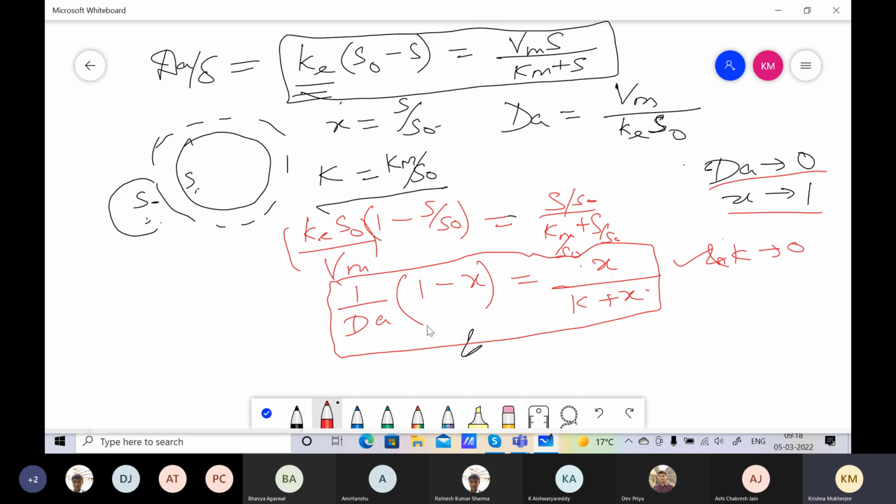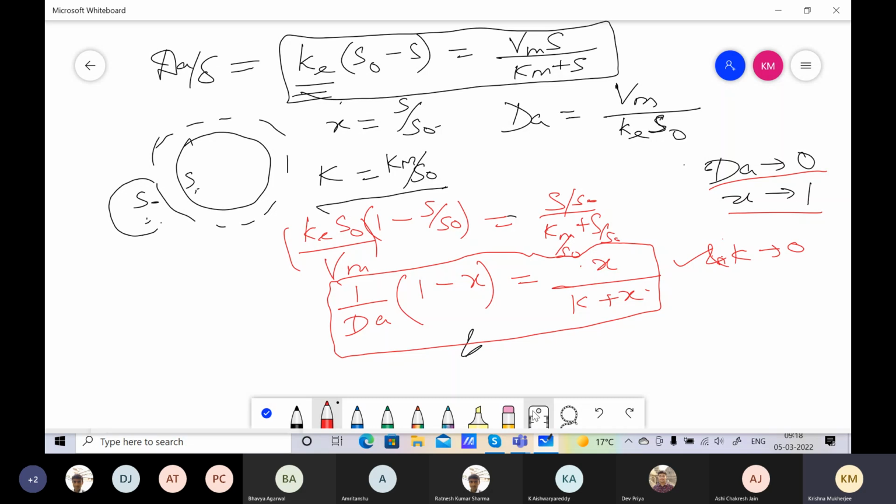So you can see the relationship, and I want you to plot this. Go back and study this expression. It's a very simple algebraic expression. See how these plots look for different values of dA. What happens when dA changes? How is x impacted? And for different values of kappa.